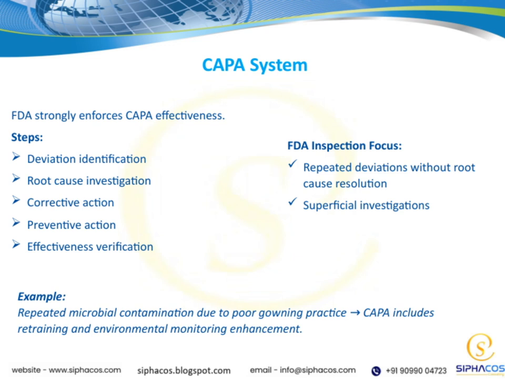The key steps in this process start with deviation identification, which means spotting the problem as soon as it occurs. Next, we conduct a root cause investigation to understand exactly why it happened. Once we identify the cause, we implement corrective actions to fix the immediate issue. Then, we put preventive actions in place to stop it from happening again. Finally, we verify the effectiveness of these actions to ensure the problem has truly been resolved. All of this ties back to our overall goal of maintaining high quality and compliance through continuous improvement and thorough investigation.